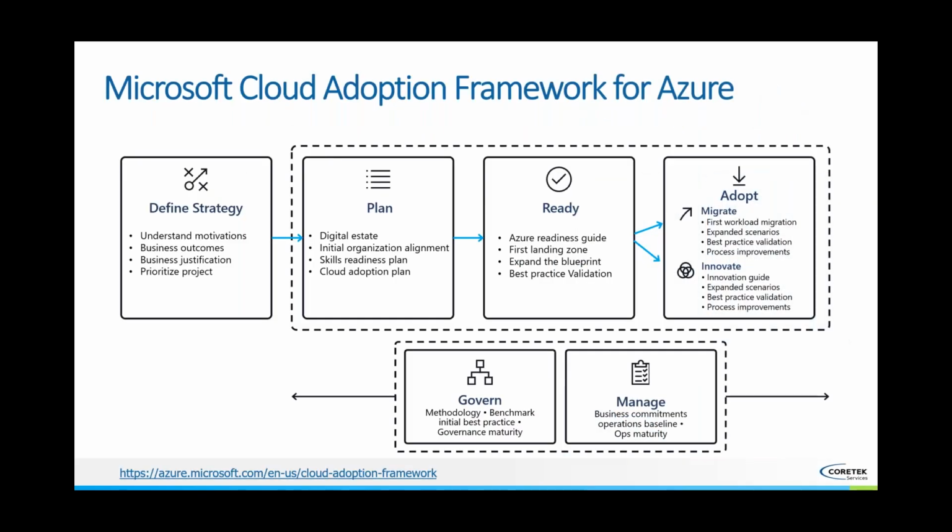So going a little bit deeper into the Microsoft CAF, or Cloud Adoption Framework, there's a lot of great tools out there. If you go to azure.com/CAF, you can find a lot of great information on this. But fundamentally, there are 6 key areas that are focused on from a CAF perspective. And this is really setting up your organization for success long term.